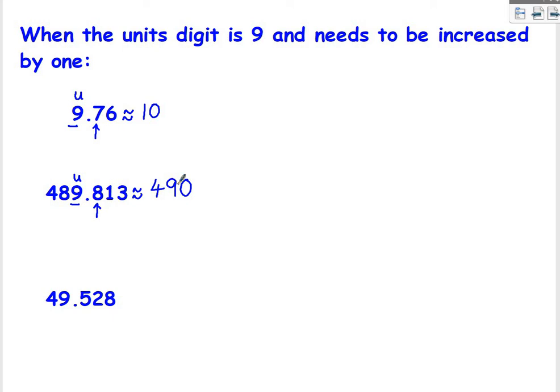And the next one here, again very similar. In the units column we have a 9. Let's look at the digit in the tenths column to see whether or not we have to round up. So in the tenths column I have 5. So yes, it's 5 or more, so I have to increase that 9 by 1. So let's look at it as 49. The whole numbers are 49. If I increase that by 1, it's going to give me 50. So 49.528 to the nearest whole number or integer would be 50.